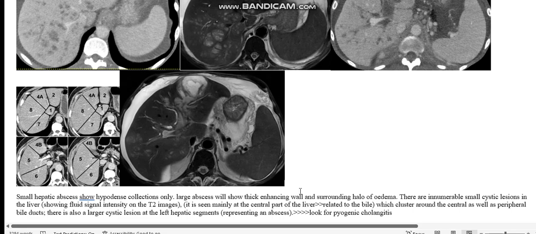This is an example of a larger hepatic abscess, and this is not hepatic abscess. This is a part of the portal vein thrombosis, and this is the hepatic abscess. It has a thick wall, and this is the central fluid intensity with a thick wall.